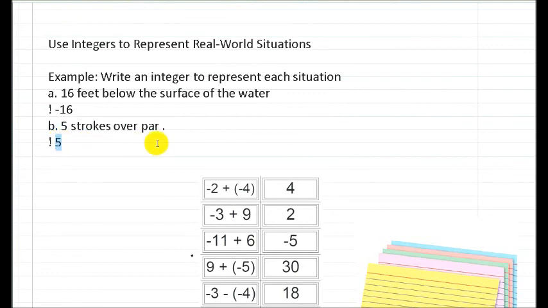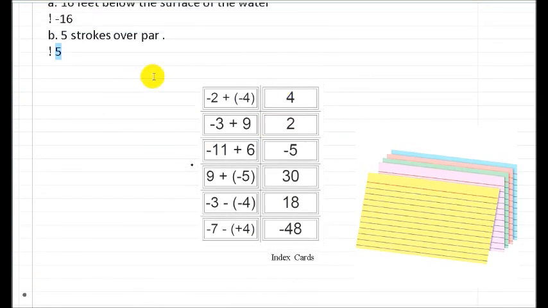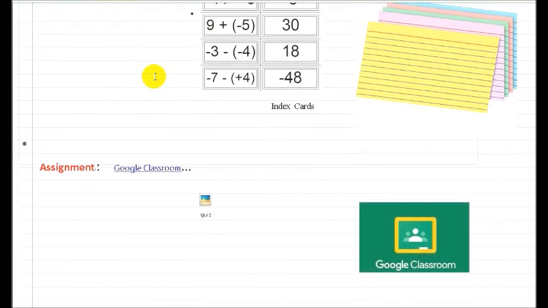Okay? Now I'm going to give out index cards, and I give you 5 minutes to finish these cards. Before you leave the class, I give you this assignment, or this quiz, or you can find it in the Google Classroom.